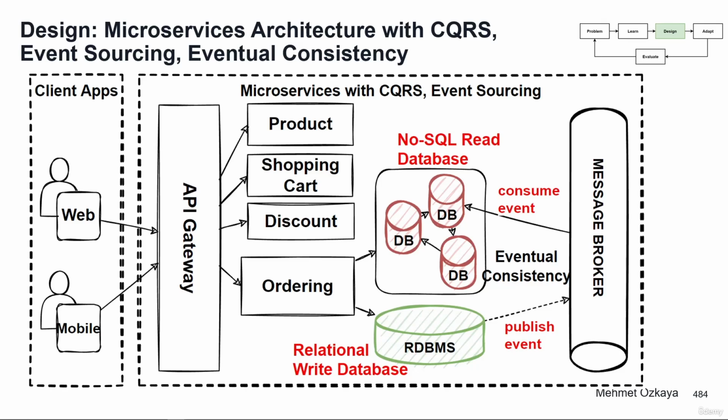Also, as you will remember from CQRS, we decided that availability is more important than strong consistency, and we should embrace eventual consistency, and we decided that eventual consistency would be sufficient for our architecture. As you can see, we have added the relational and NoSQL databases by applying CQRS, event sourcing, eventual consistency, and materialized view patterns.